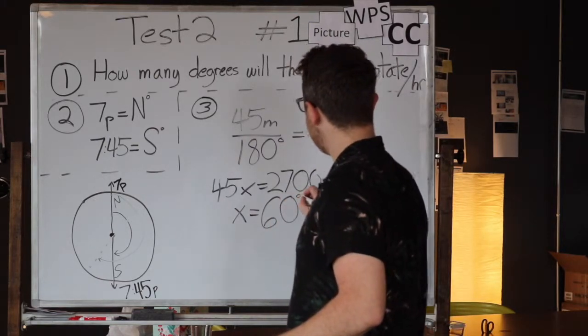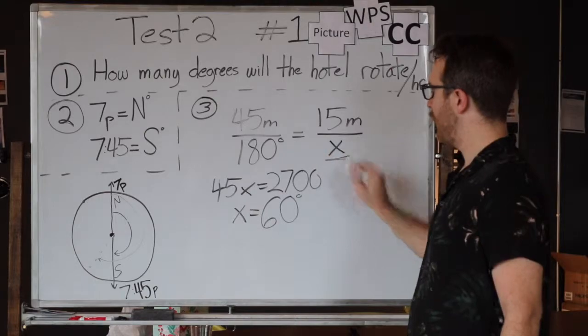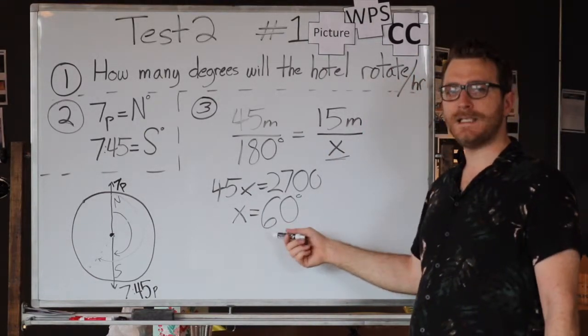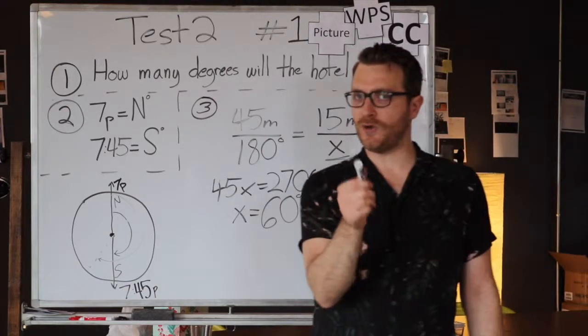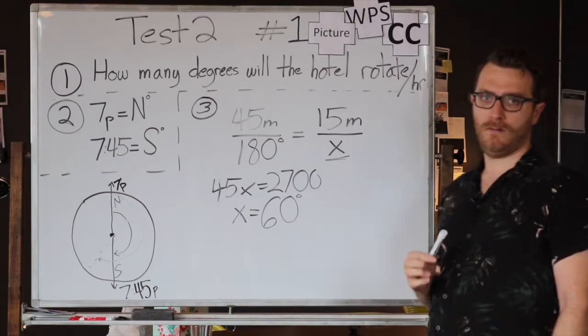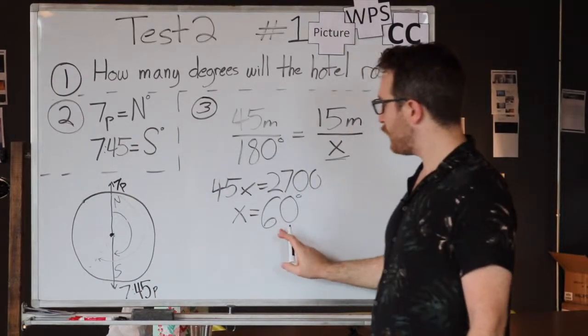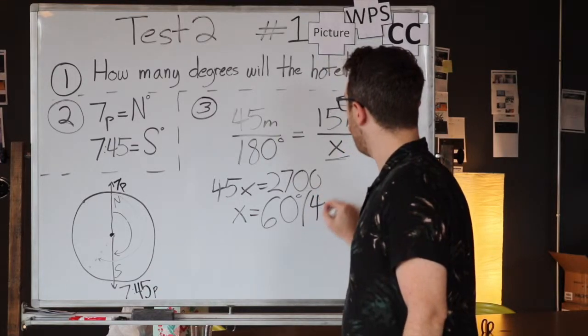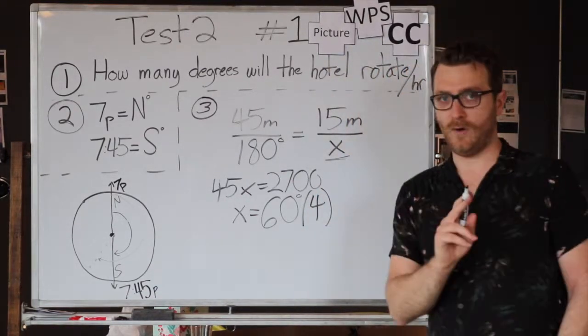Now we know this is the 60 degrees we were looking for right here. So every 15 minutes, the hotel rotates 60 degrees. But what were we actually trying to find? We are actually trying to find how many degrees the hotel will rotate in an hour. Now I know if this represents what happens in 15 minutes, if I multiply this times 4, 4 times 15 is 60 minutes, that will be a full hour.